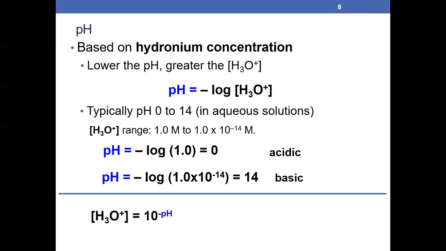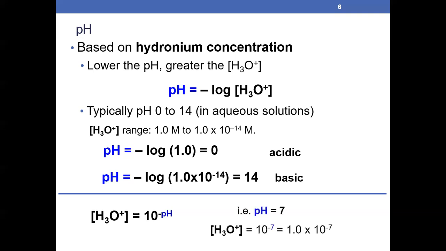Similarly, if I'm given H3O plus concentration, I can calculate pH. I can also go in the reverse direction to determine H3O plus, because sometimes that's important for us to be able to do. To get rid of this negative log, we take the base 10 to the negative exponent. So if I want to go from pH to H3O plus, I'm going to take 10 to the minus pH. Make sure we're incorporating that.